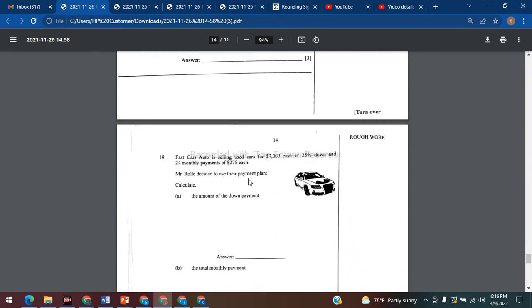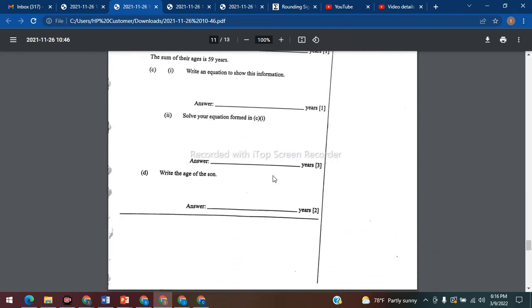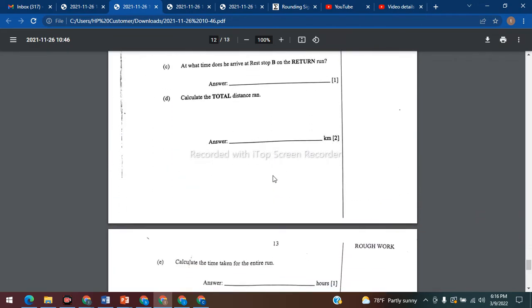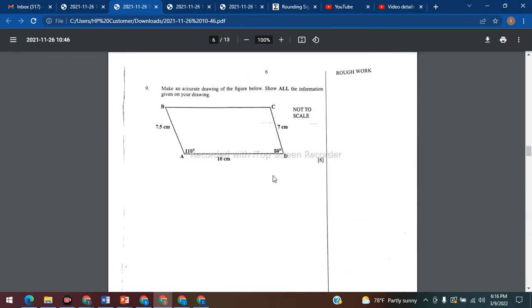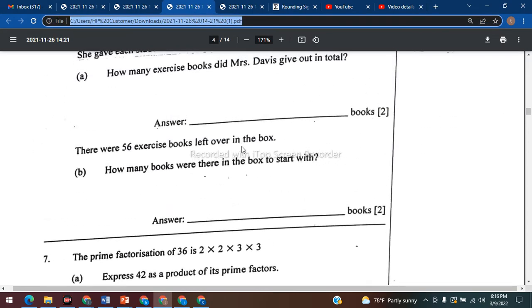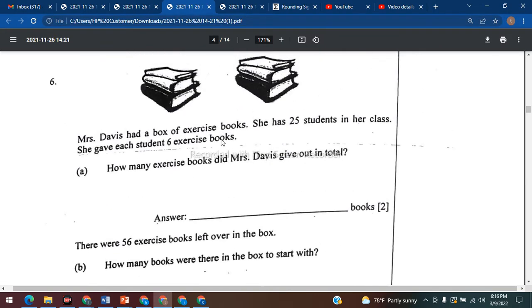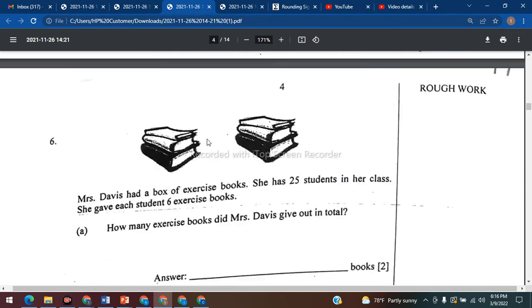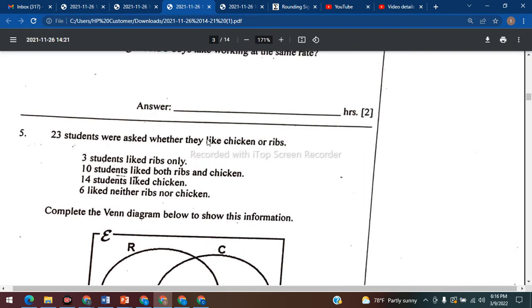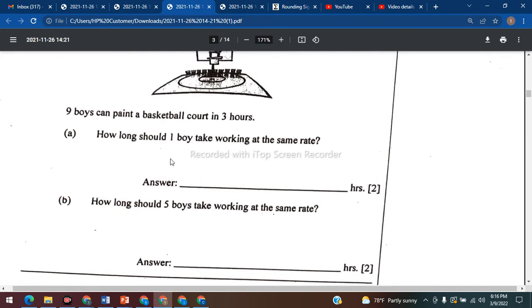Okay, so I need to find out which paper it was. Is this one? No, it wasn't this paper either. Okay, it's this paper. So we did the prime factorization, we did the exercise books. The last thing we were on was this one, and we did that as well. Okay, this is what we are going to be on.